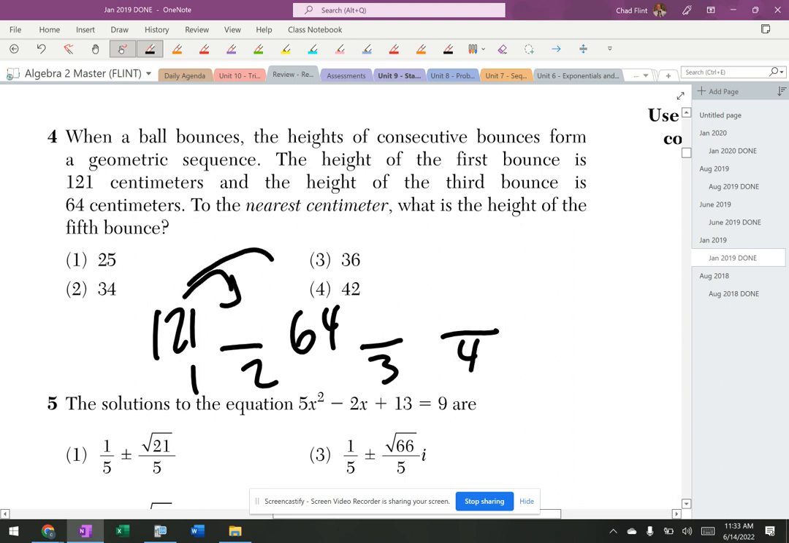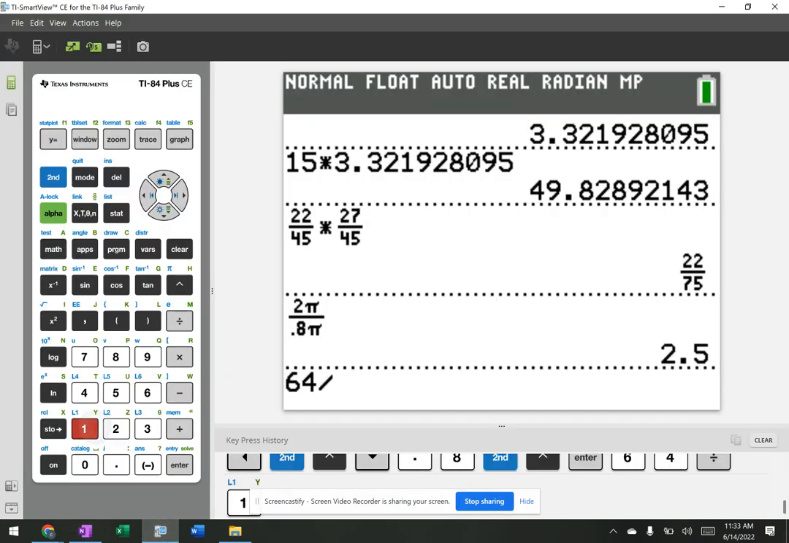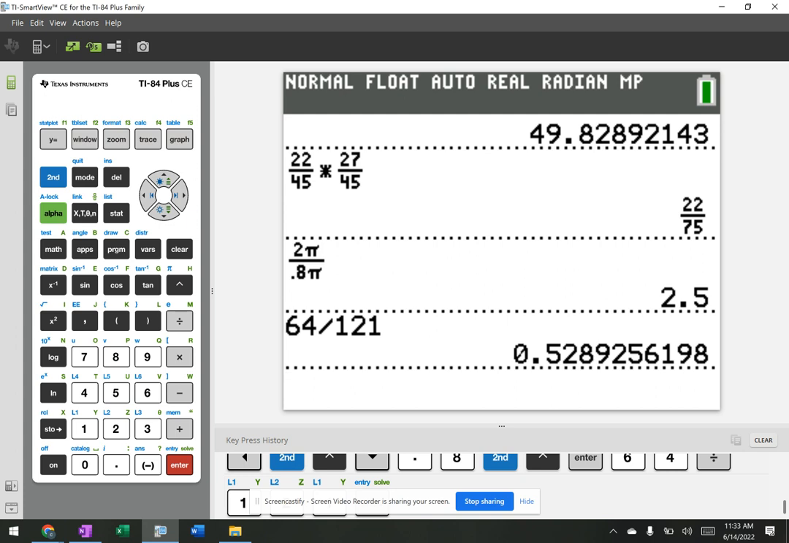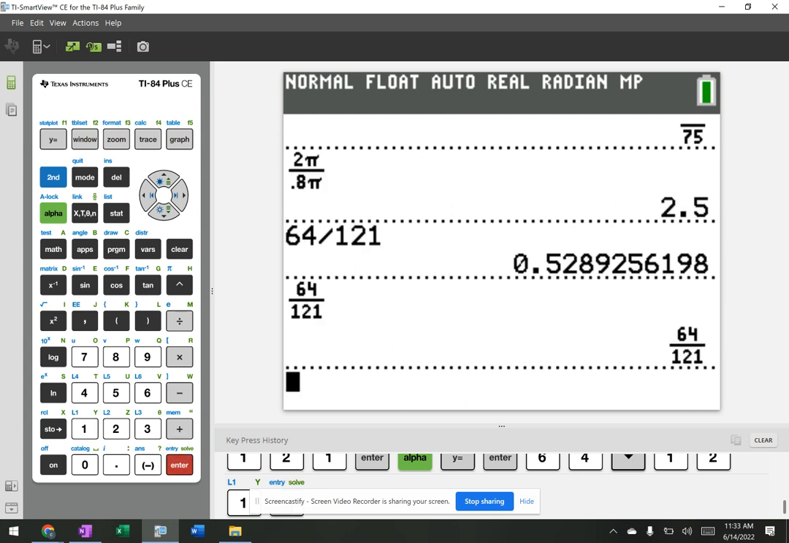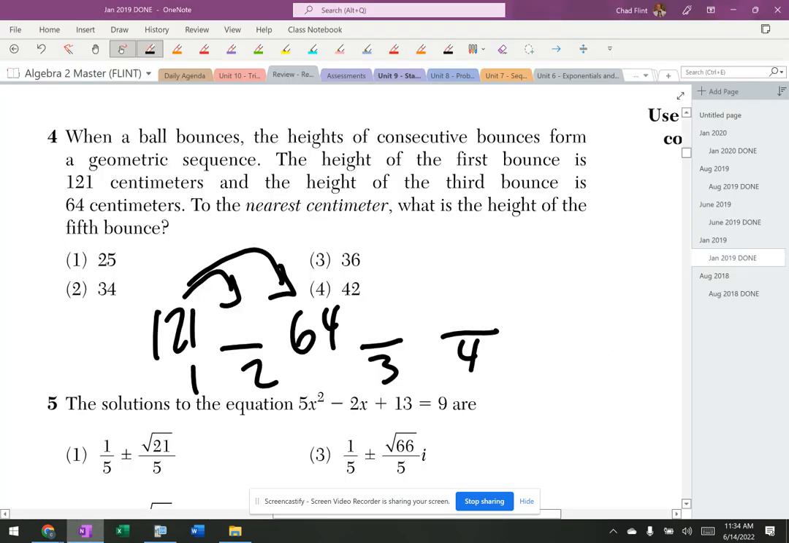So I need to figure out what happens here to get from there to there. I'm going to try to estimate it here. I'm going to do 64 divided by 121, and it gives me a very odd looking fraction. I'm going to put it in as a fraction because I know that a lot of times these end up being some kind of fraction. So it doesn't even give me any help there. I get no help whatsoever.